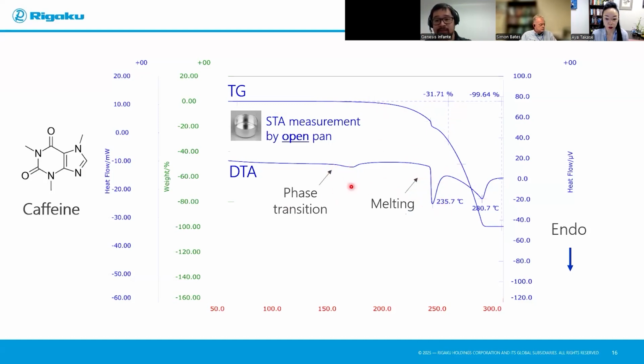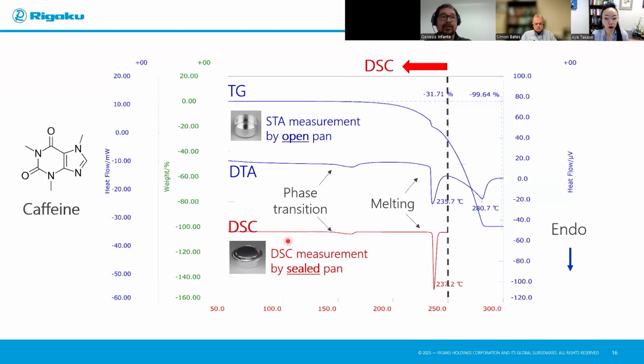even starting at the phase transition, you can see that there is a mass loss occurring, and that mass loss rapidly increases as we approach the melting temperature. At about 280 degrees C, you'll see that there is a 20% or 30% decrease from the beginning. This tells me two things. One is that I should probably do a measurement next time with a DSC with a closed pan. If I proceed with DSC measurements, I'll use a sealed pan, which avoids that preemptive mass loss that might be caused by evaporation.